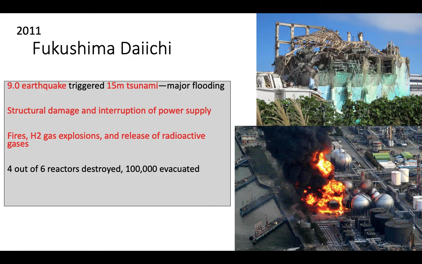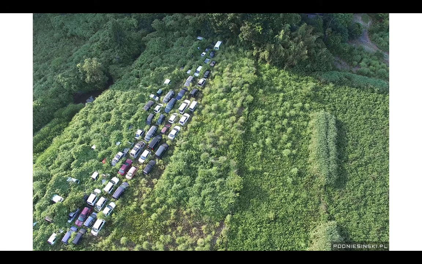Many of the reactors were destroyed, 100,000 people evacuated, and the water and the aquatic ecosystems nearby were contaminated with radioactive waste. And Japan has a pretty big fishing industry, so that was not so great for them. You could see some of the area nearby has been abandoned so long that grass has started to overtake the cars that were left behind.